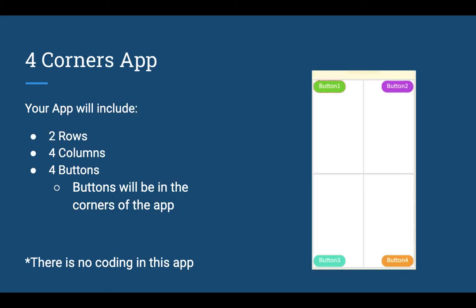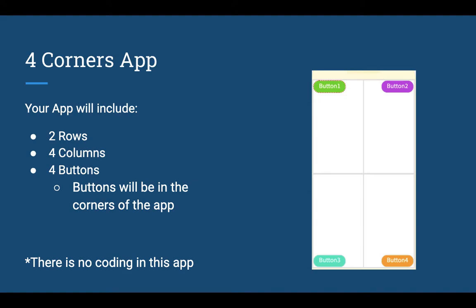Okay, so there are 2 apps you're going to build this week. One is called the Four Corners app, and this app doesn't require any coding at all. This is a pretty basic app, and the reason why we're doing it is I want you to get comfortable with how to do layouts for the user interface. So how you can set up a user interface so that the components go exactly where you want them to be, so that your app looks the way you want it.